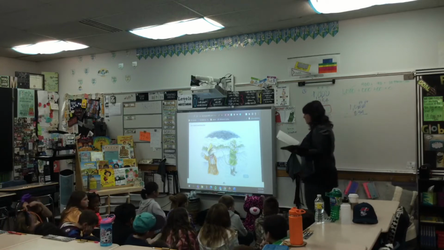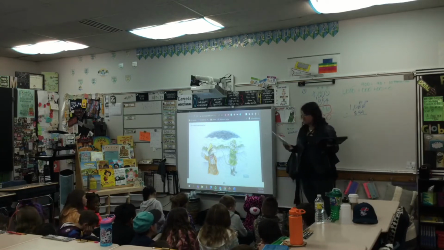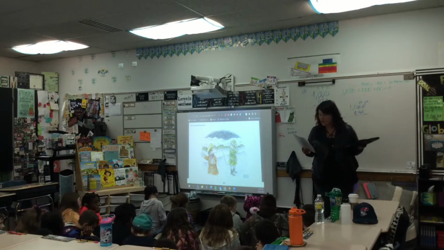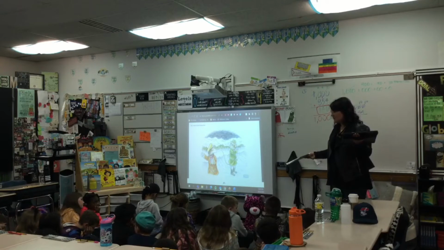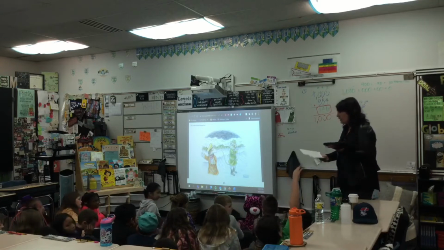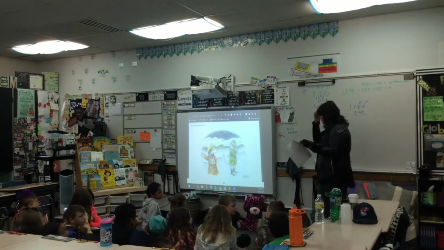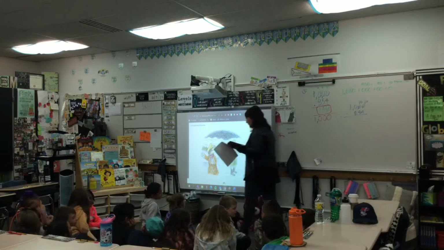So, with your partner, Rat initially continues his advance towards his own home instead of stopping with Mole. Why did he do that? Put your heads together with your partner. Go. Because he just wants to get back to his home.